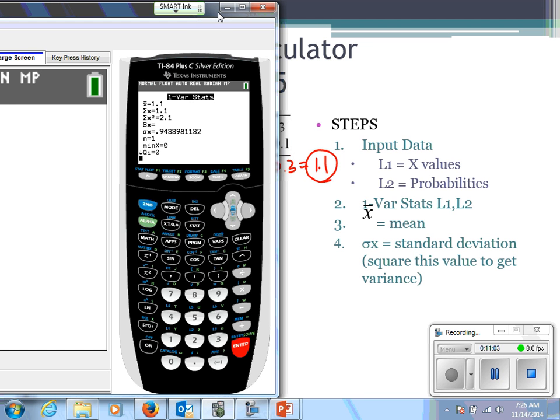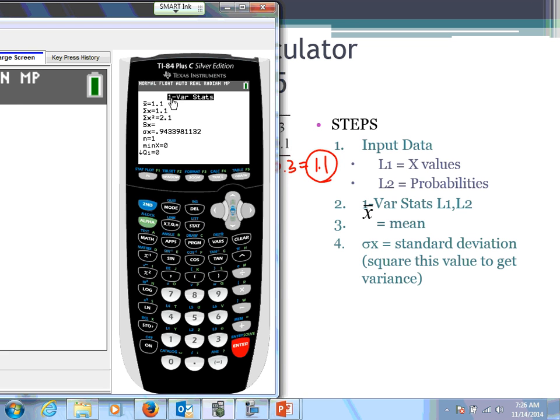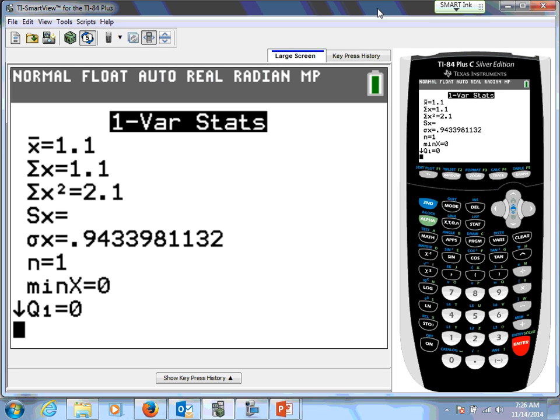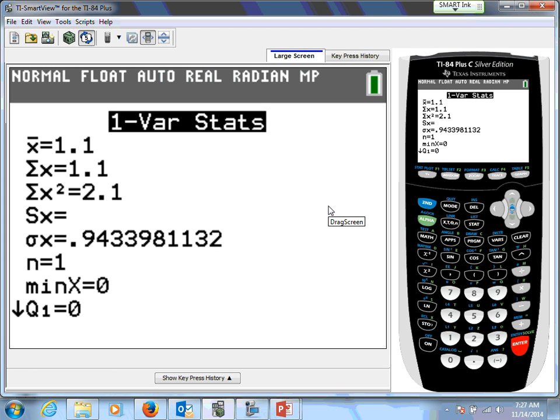And if you're asked to find the mean or standard deviation, this is going to be the process that you use to find the mean and standard deviation. We'll do it on our graphing calculator. It's the easiest and fastest way to do that. Now, the other thing that I want to show you at this point is how we can also create a probability histogram on our graphing calculator.